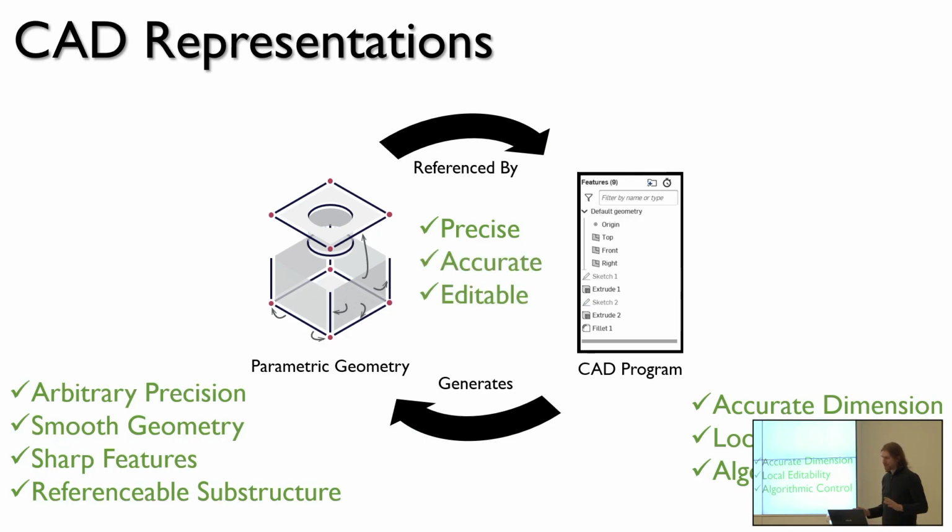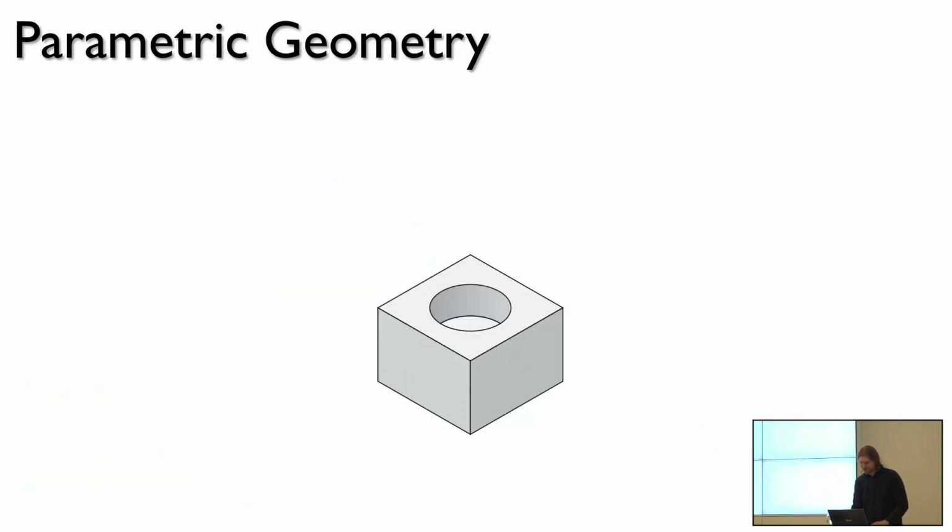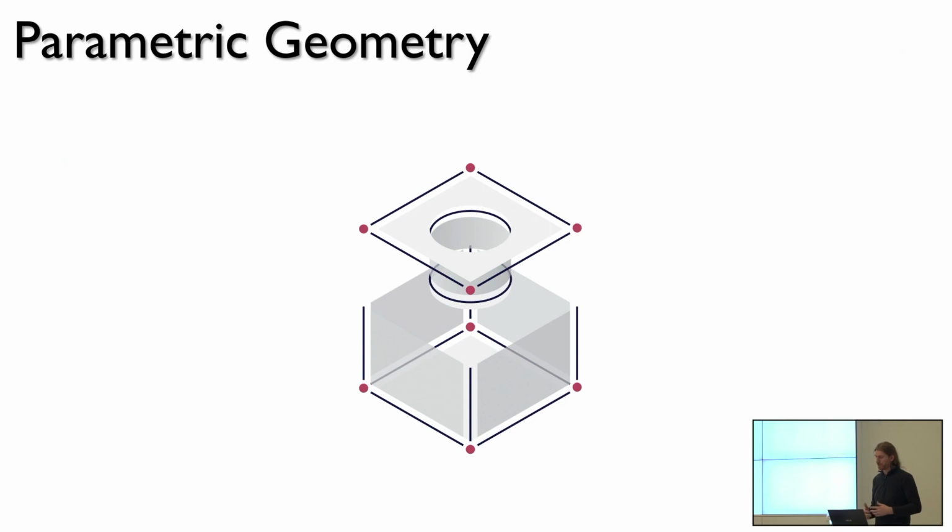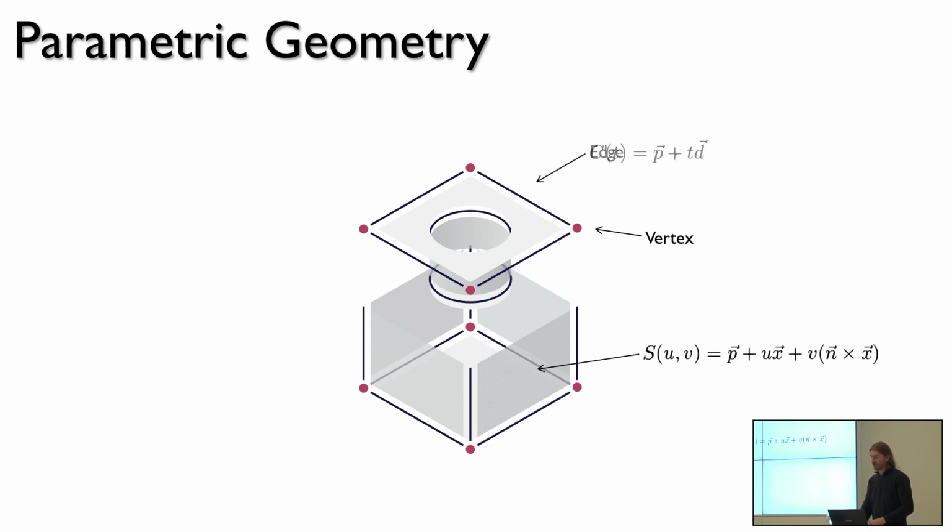So I just threw a bunch of claims out there, including that referencing is a thing and that it's good. So let's dig a little more into what these representations are and how they work together. First, let's look at parametric geometry. As an example, consider this box with a hole. In a CAD system, this object would be broken up into pieces: faces, edges, and vertices. This is what we call the topology of a shape, or its topological entities. And to capture the shape precisely, each entity is given a parametric equation to represent its geometry. These are the equations of surfaces, curves, and points.